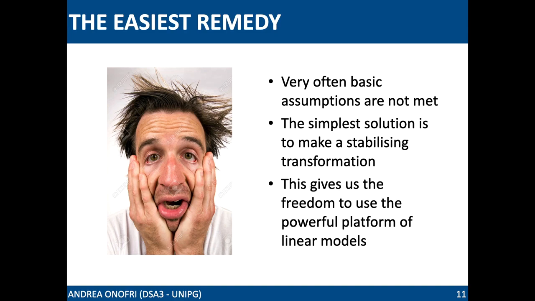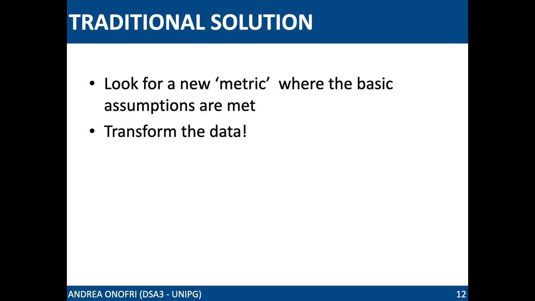Of course, we also have other solutions. For example, we change the model to fit our data, but these solutions are more complex. And so we prefer to transform the data to fit our model. I mean, this is perhaps not the most modern solution, but it is still very used, for example, outside the university, in industries, and several practitioners still use this simple solution to the lack of basic assumptions. In other words, we look for a new metric where the basic assumptions are met.